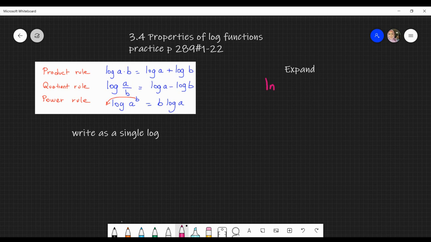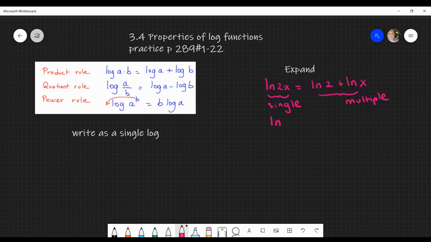If we have an expression like natural log of 2x and the question is to expand, I know 2x means 2 multiplied by x, so I'm going to use the product rule, and I'm going to split it into natural log of 2 and natural log of x, and I'll be done at this point. I expanded the expression. Again, we're not solving, we're not finding the x value. We are just expanding, going from a single log to multiple. This is what expand means. So this is a single log, this is multiple.